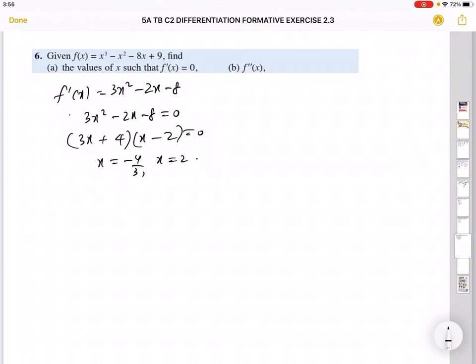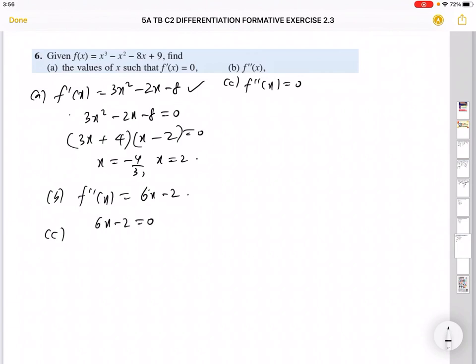Okay, now second part, you're supposed to do f double prime. That means we differentiate one more time, and we'll just take this function and differentiate one more time. I get 6x minus 2. Okay, I don't want to show you part C on the next page because I find it's actually easier if I show everything here. Part C is actually find x such that f double prime equals 0. So I'm just going to write 6x minus 2 equals 0. 2 divided by 6 is 1 over 3.